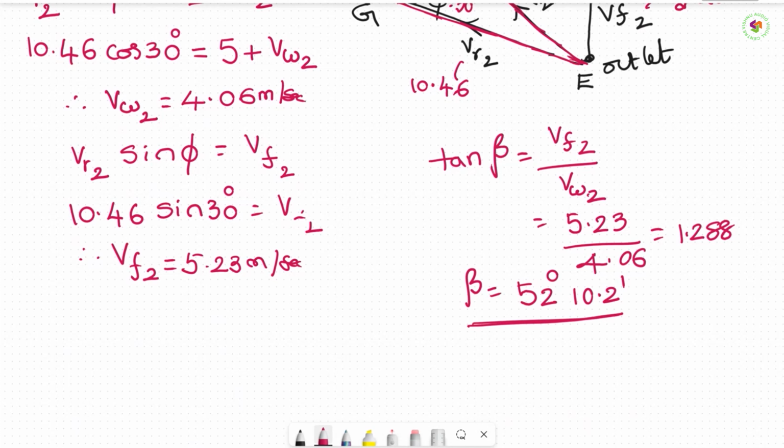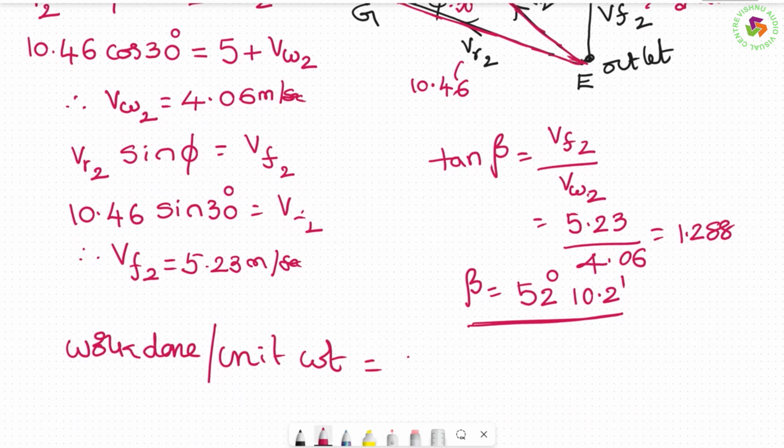Once this is over, the next one he has asked is the work done per unit weight of water. What is the work done per unit weight? It is equal to 1 by g into VW1 plus VW2, multiplied by U. Why did I use plus? Because beta is less than 90 degrees.